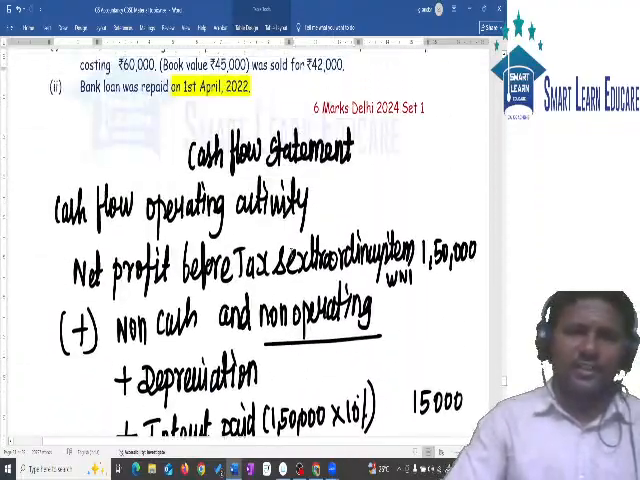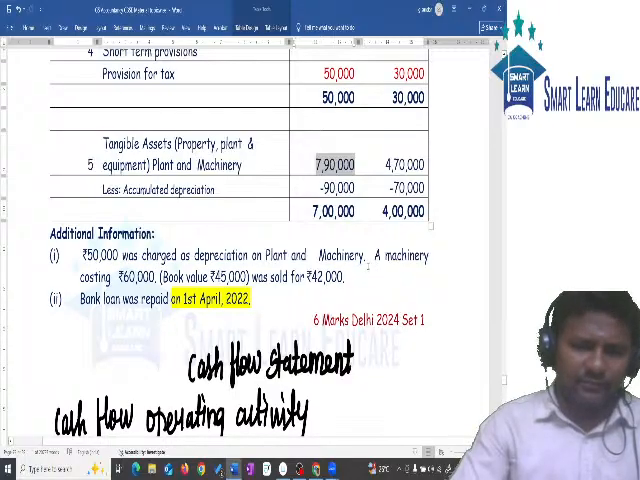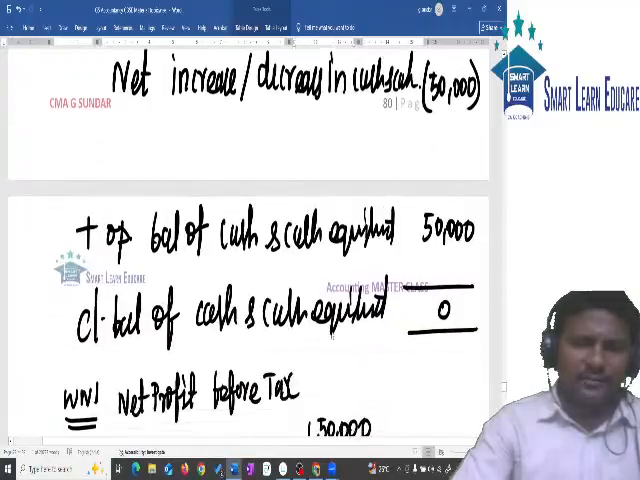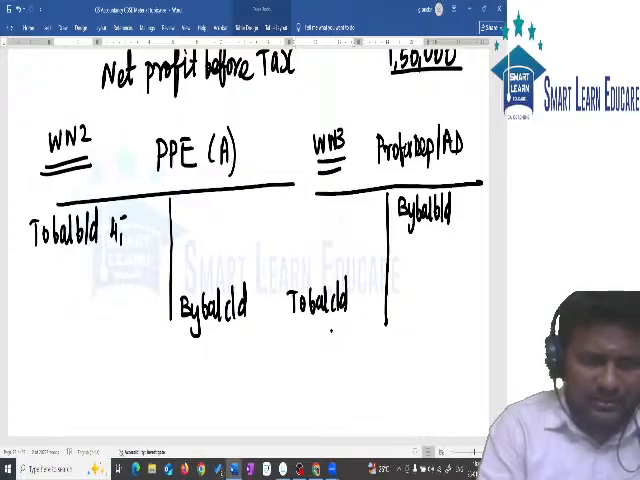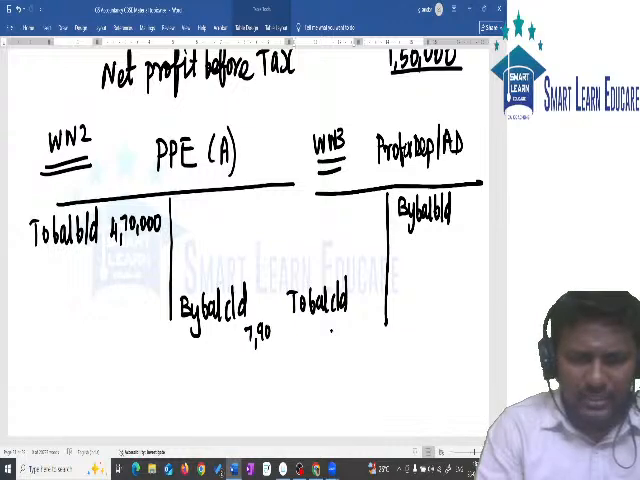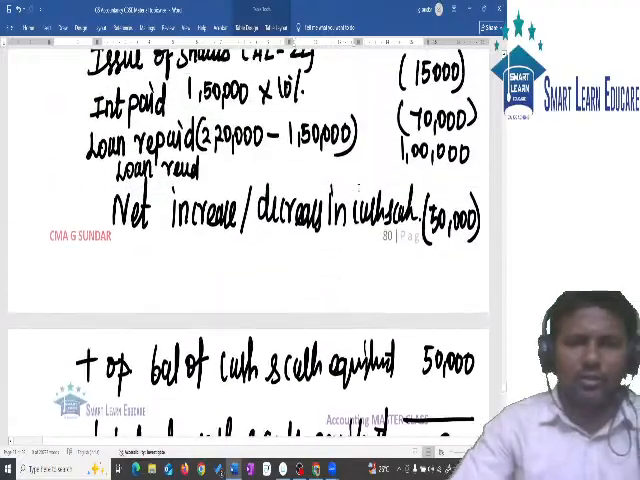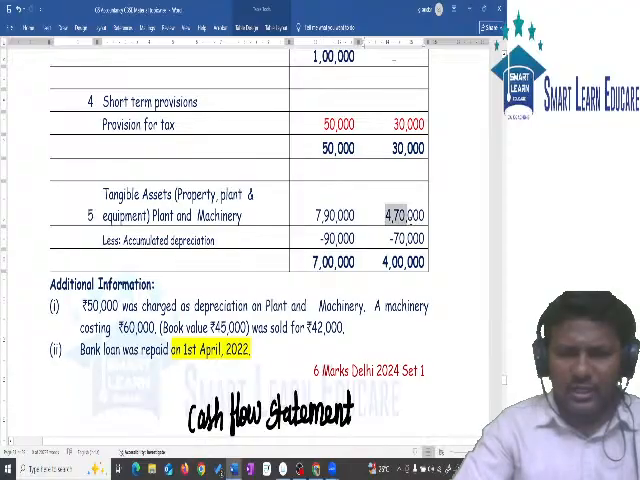PPE, write the numbers. First 7,90,000 and 4,70,000. No, 90, 70. 7,90,000 and 4,70,000. 4,70,000 is the opening balance. 7,90,000 is the closing balance. Correct? What is the opening balance? 4,70,000. Opening balance 4,70,000. Closing balance 7,90,000.